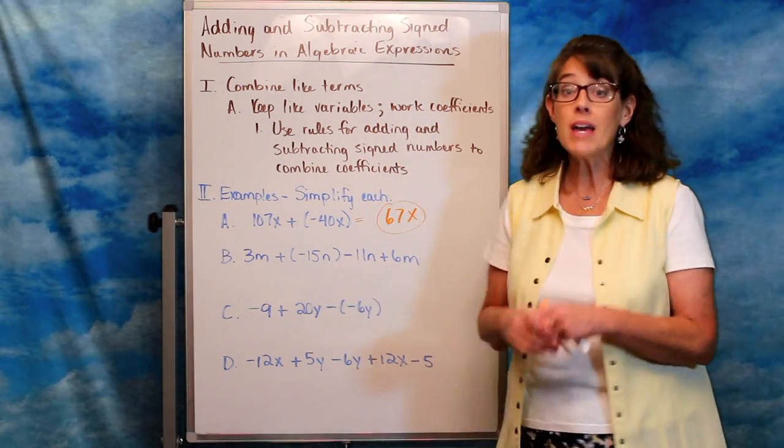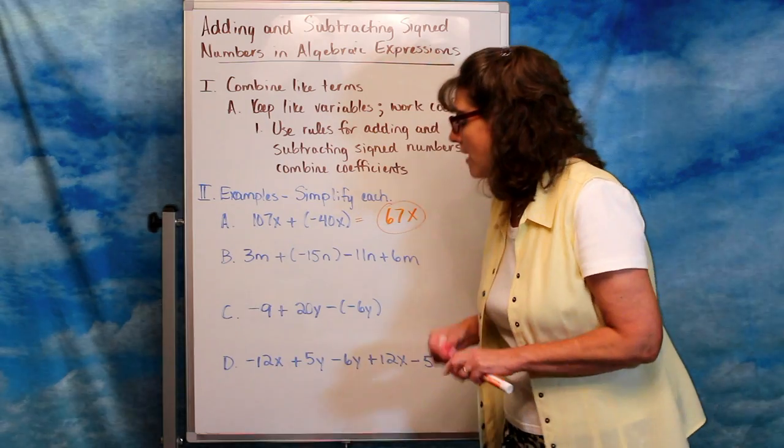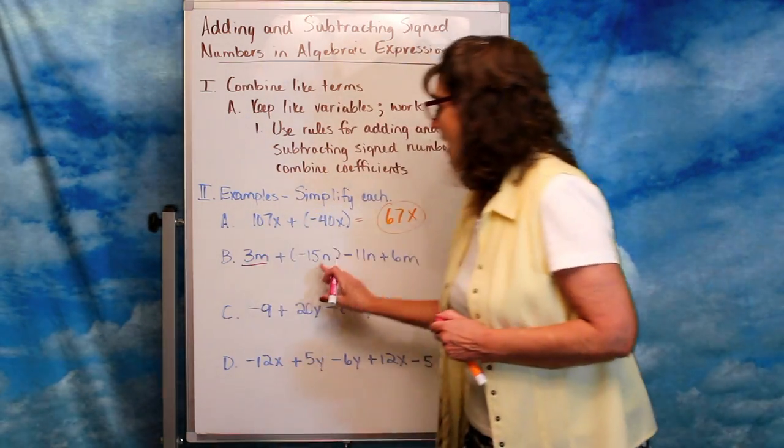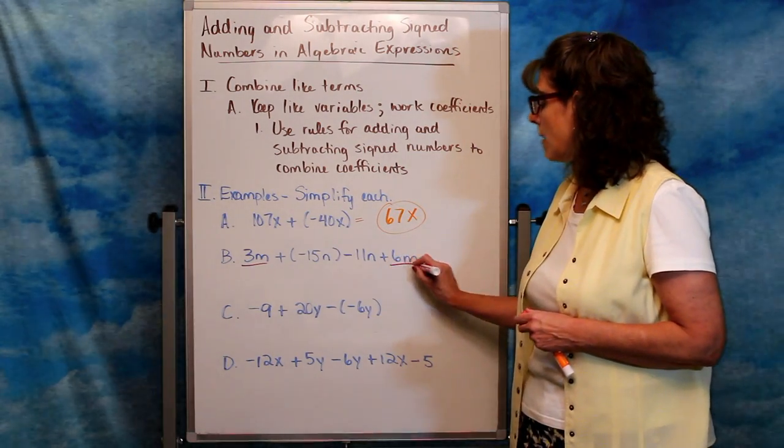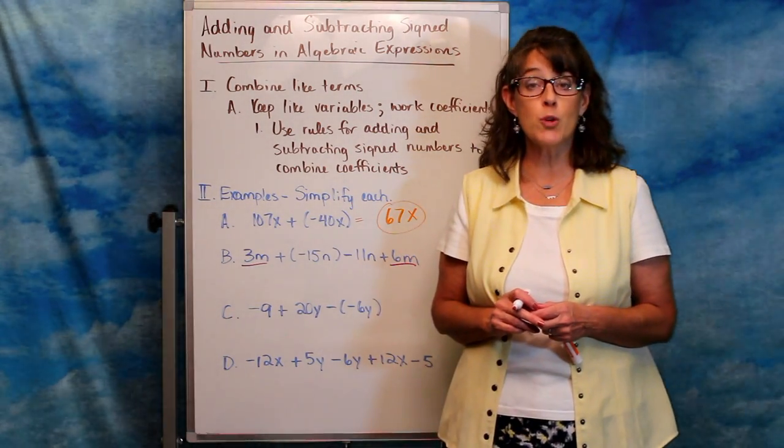Now take a look at this one. We have several variables in there. We have a 3m, a negative 15n, a negative 11n, and a 6m. So we're going to combine up the 3m and the 6m. We're going to put those two together.